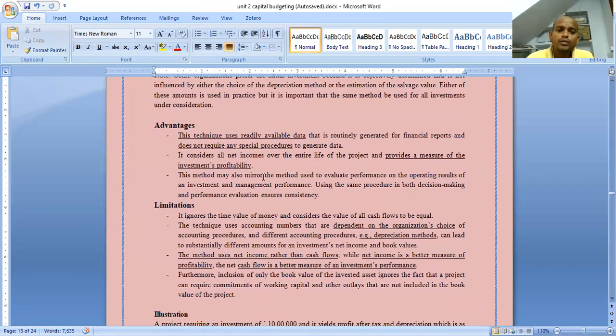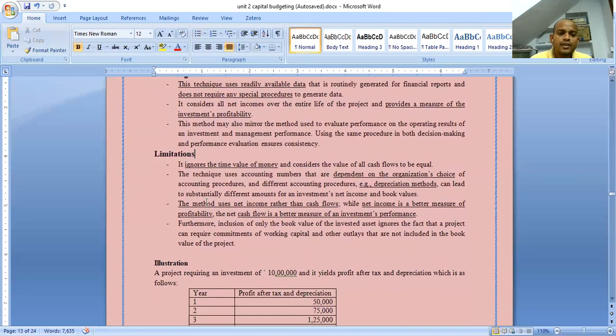This method may also mirror the method used to evaluate performance on operating results of investment and management performance. Using the same procedure in both decision making and performance evaluation ensures consistency. So the same procedure is also useful while evaluating the performance of operating results and management performance. So the procedure will be the same.